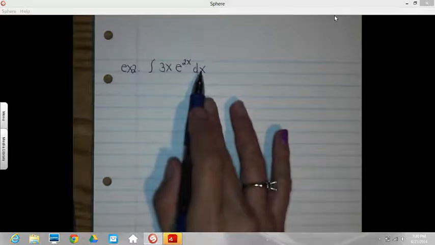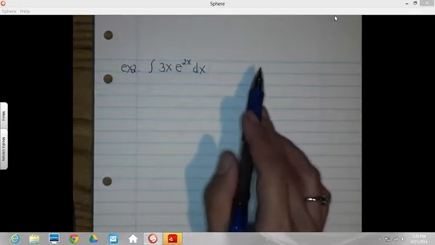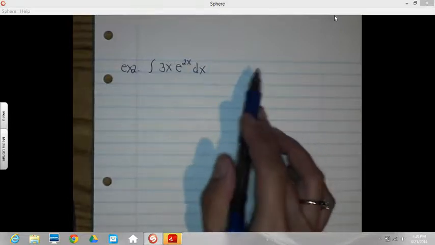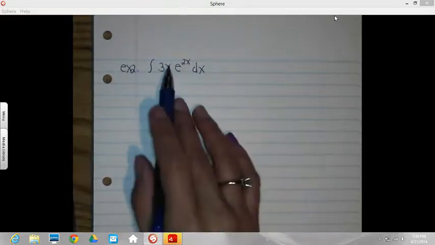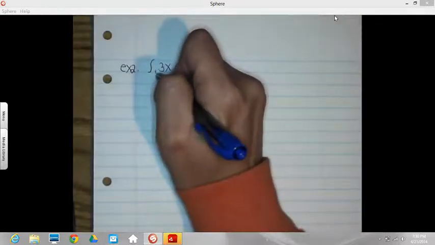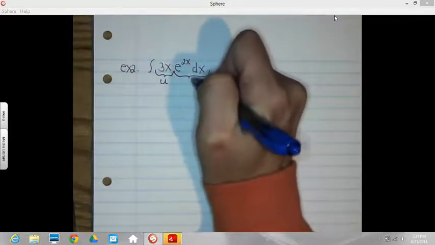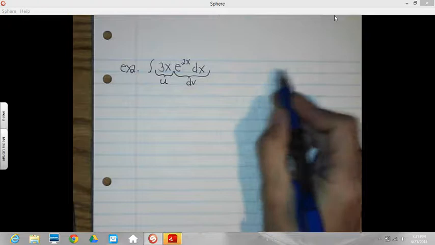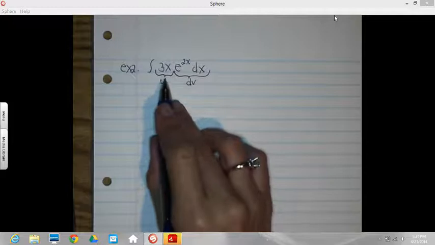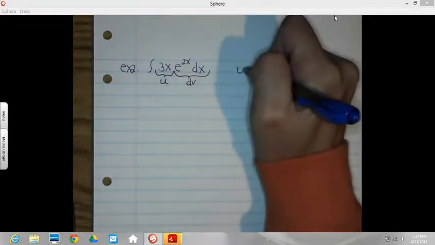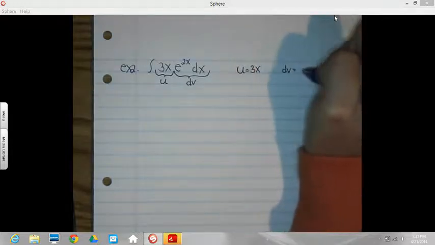So remember that the rules are dv has to be something you can do the antiderivative of, and the u should get simpler. Well, 9 times out of 10, the x term is your u, so I'll let u equal the 3x. And then whatever isn't an x is the dv. And you go over here. If it doesn't work, then you switch it around. But like I said, 9 times out of 10, the u is the x term. So we'll let u equal the 3x. And we'll let the dv equal e to the 2x dx.